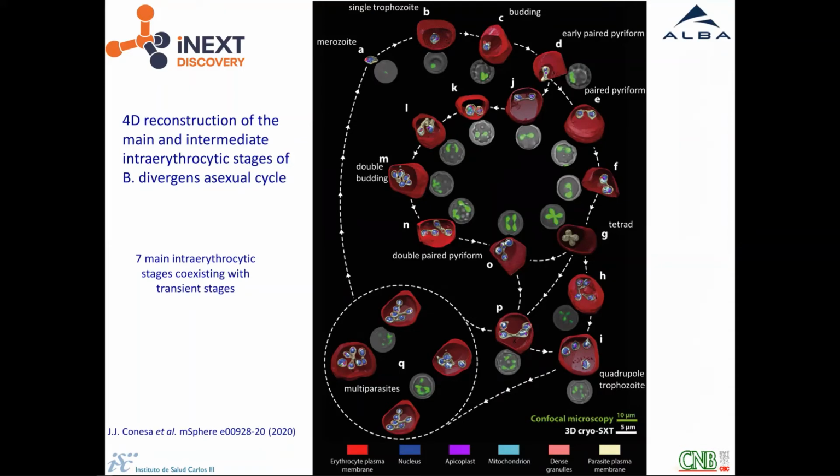But in addition to these 7 main stages, this parasite has a life cycle where it goes from budding to fission to budding again in a very complex manner. And in addition to these 7 main stages, you have a lot of transient stages that could be described thanks to chronologically the confocal and to the soft X-ray tomography when you were finding each of these stages in the different cells.